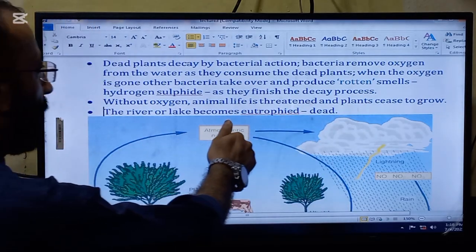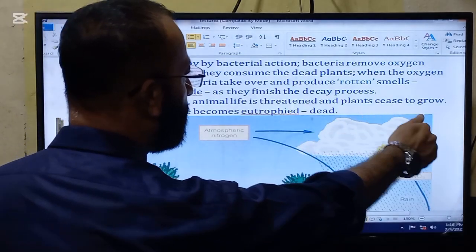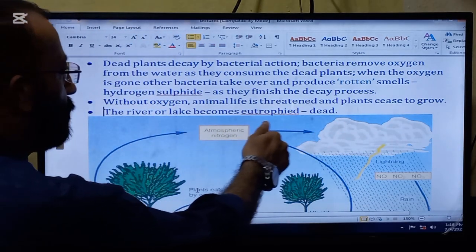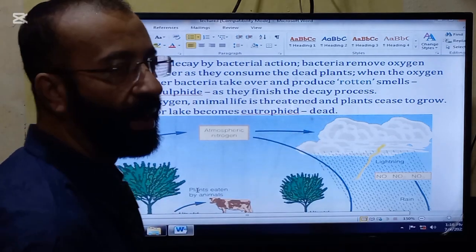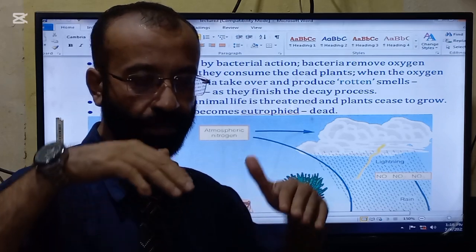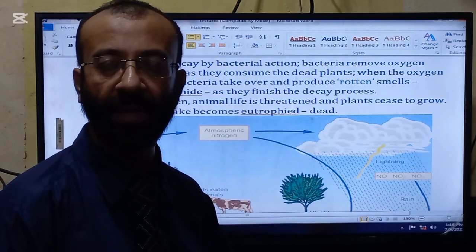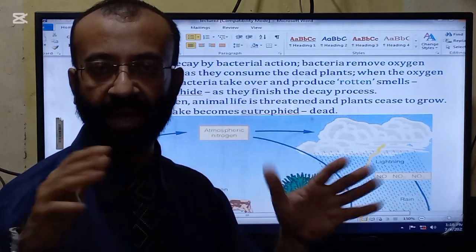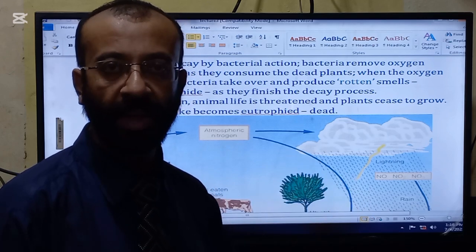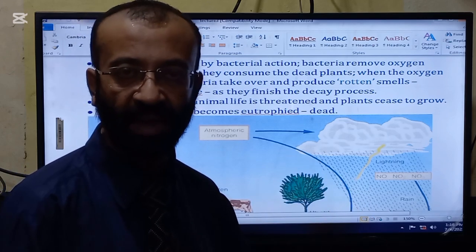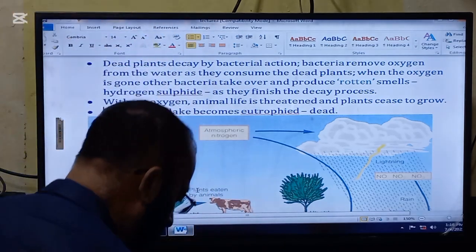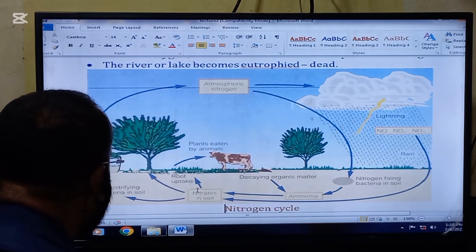Without oxygen, animal life is threatened and plants cease to grow. The river or lake becomes eutrophied, dead, because all the living organisms will die, since sunlight is unable to penetrate to the lower levels of the water. Oxygen has been used up by the decomposition of the algae and of the living things that have died. So the lake will become dead.